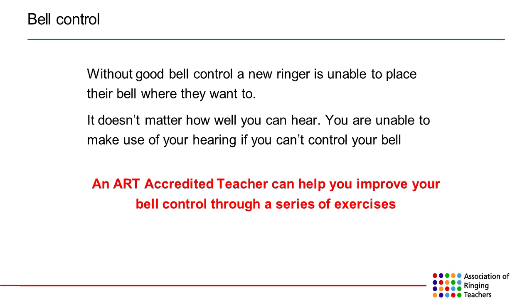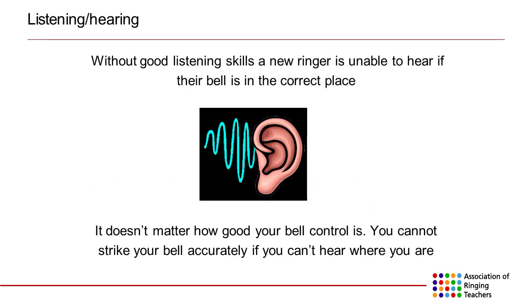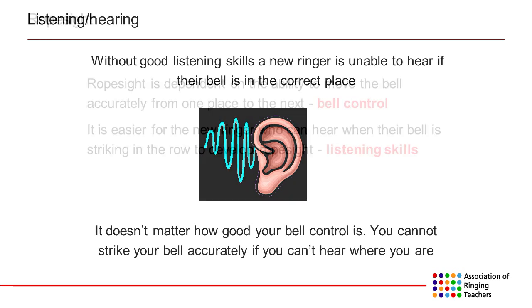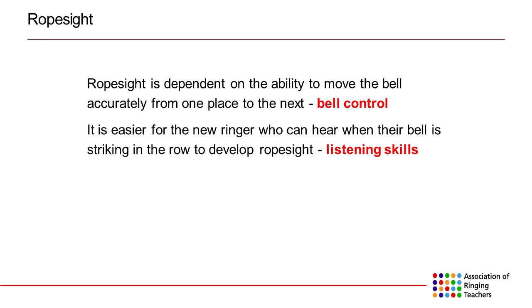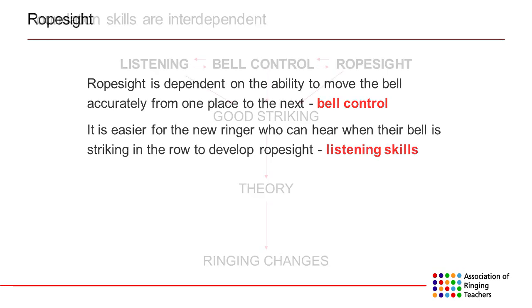Bell control is something you need to practice on a one-to-one basis with an instructor. A simulator cannot help you. However, an ART-accredited teacher can. A simulator can help you develop your listening skills, and this series of videos explains how you can hone your listening skills using a simulator. The moving ringers view can also help you understand what rope sight is about and help develop some transferable skills that you can build on when you practice these with real ringers in the tower.